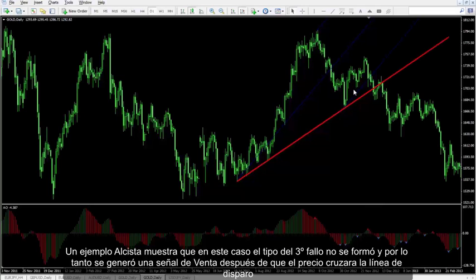A bullish example shows that the third failure type did not form. Thus, a sell signal was produced after the price had crossed the trigger line.